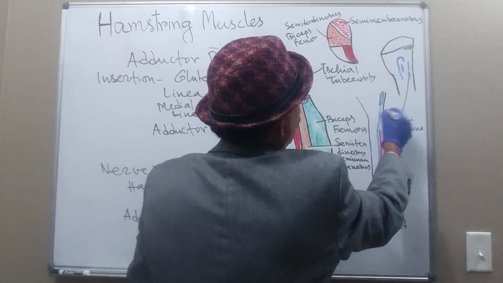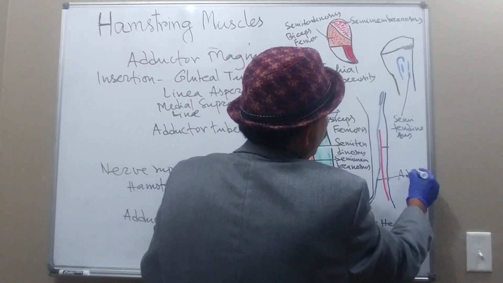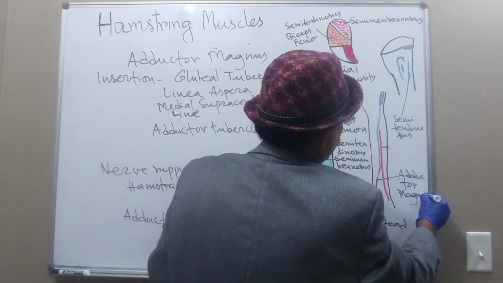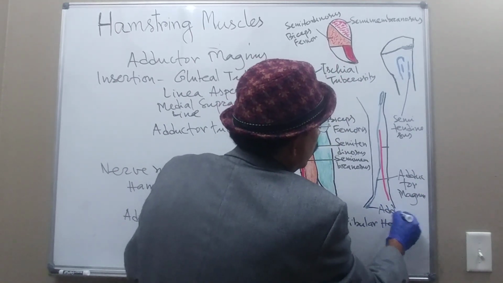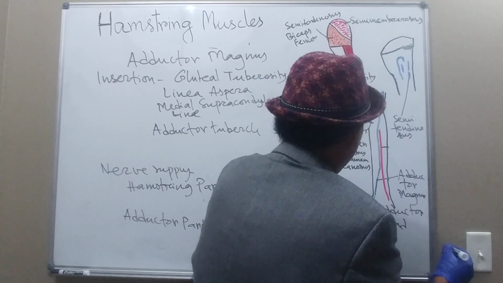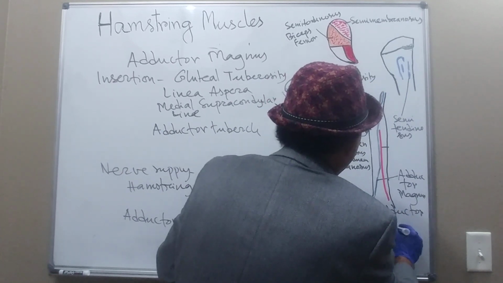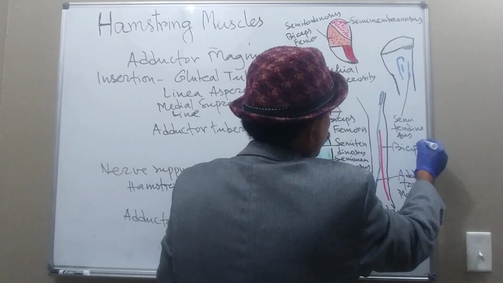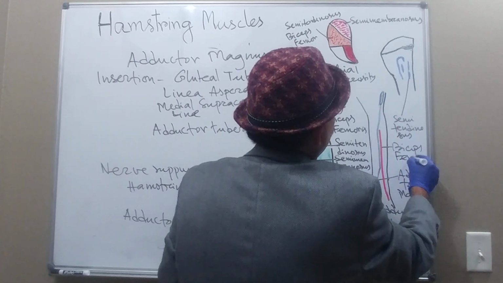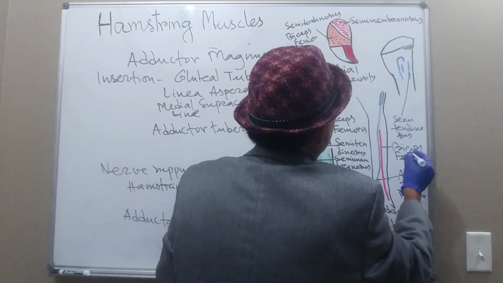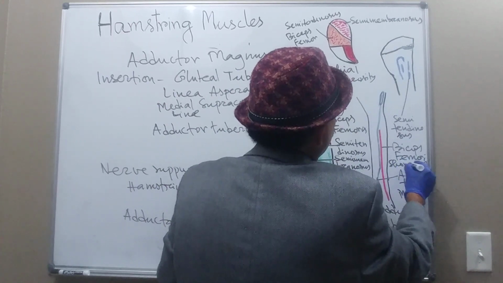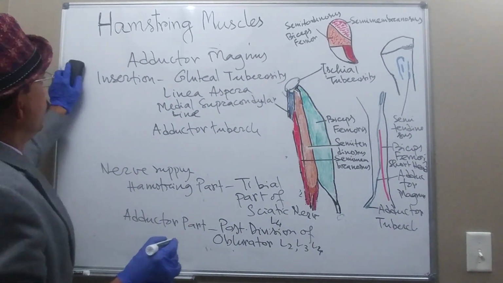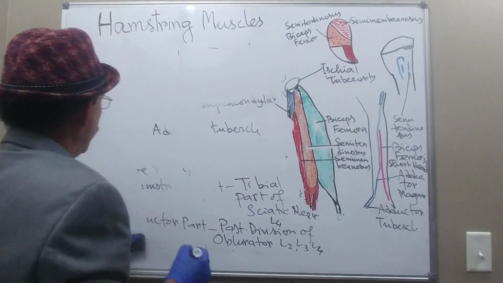So this is the adductor magnus insertion. This is the adductor tubercle. This is the origin of the biceps femoris, short head. Okay, we got that. Now, what is the action of adductor magnus?